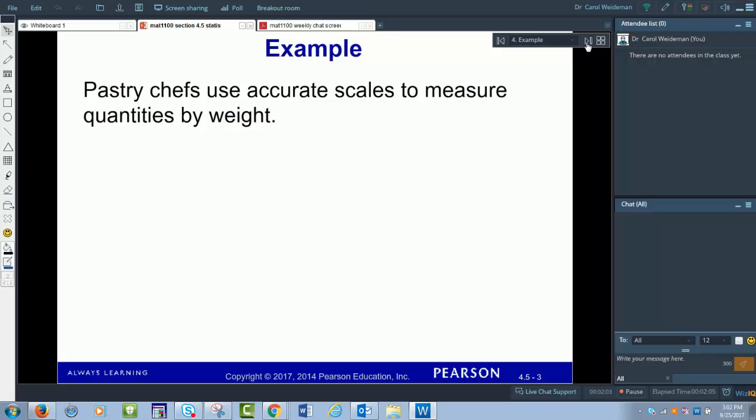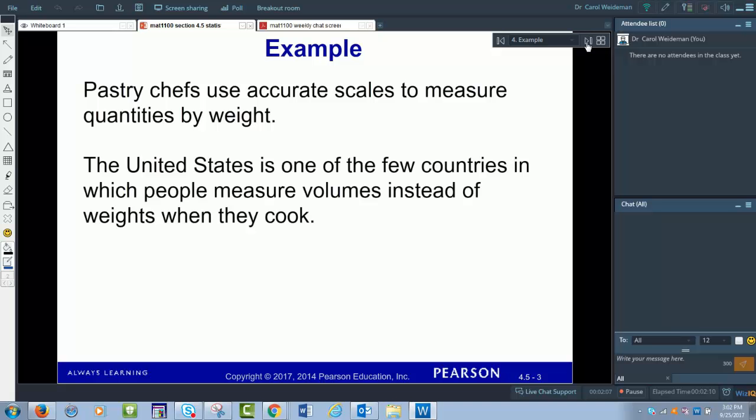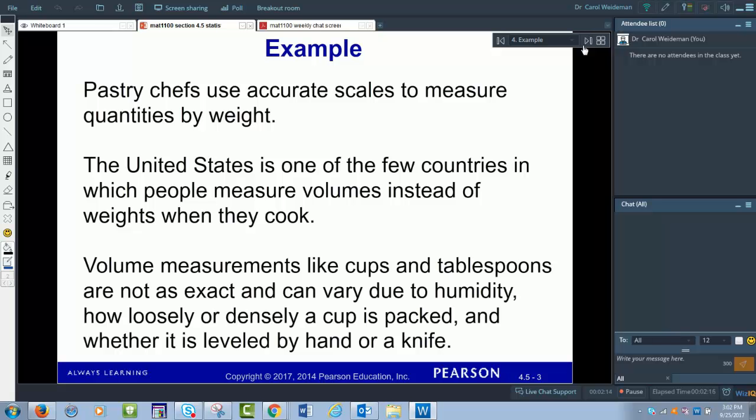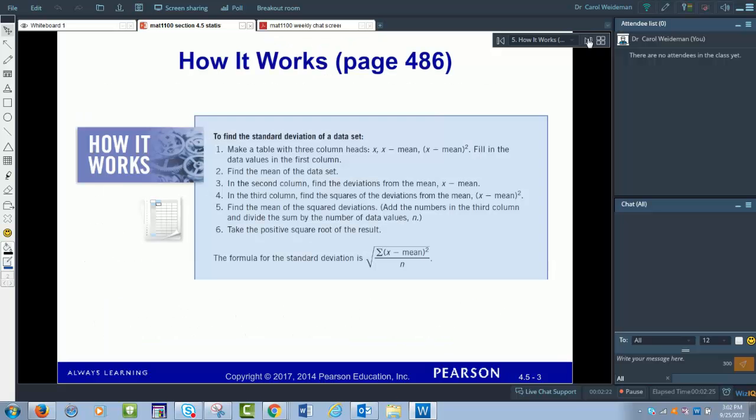So let's take an example. So pastry chefs use accurate scales to measure quantity by weight. And in fact, the United States is one of the few countries where we measure volume instead of weights when we cook. Volume measurements like cups and tablespoons are not as exact and can vary according to humidity, how tightly or loosely the cup is packed, and so forth. So let's take a look.